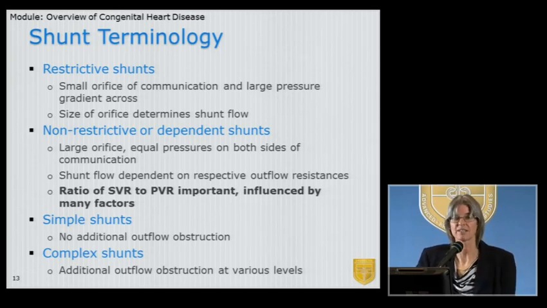We talk about simple shunts, which means these are just holes like an ASD or VSD, and they don't have any additional obstruction.